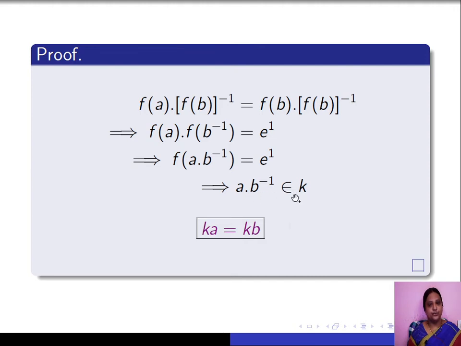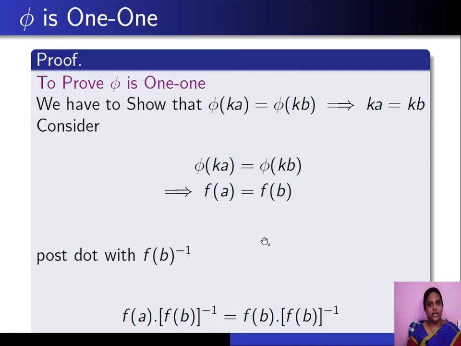So according to the necessary and sufficient condition, a into b inverse belongs to k means ka is equal to kb. So we have taken phi of ka is equal to phi of kb and we have proved that ka is equal to kb. That means phi is a 1 1 function. So we have proved phi is well defined and now we have proved phi is 1 1.